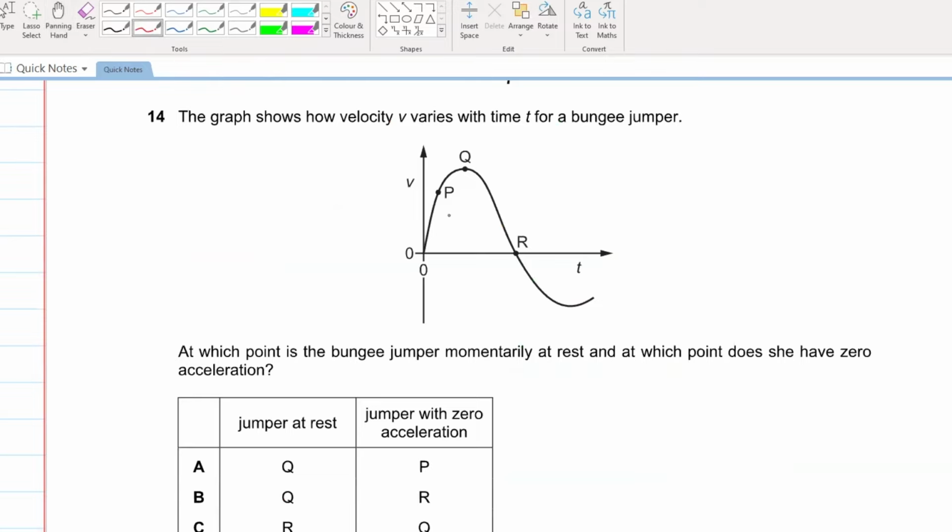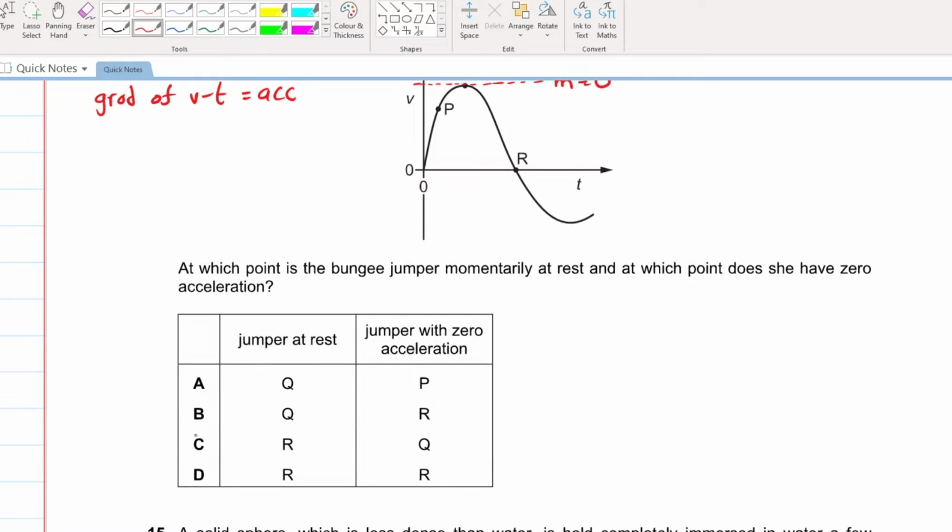Zero acceleration, where will it be? The zero acceleration will be at a point where the gradient of the velocity time graph becomes horizontal or zero. The gradient of a velocity time graph is equal to acceleration. At point Q, the gradient is a horizontal line, and the horizontal line has a gradient of 0. At this point, acceleration becomes momentarily 0. So we have only one option like that. C is your answer.